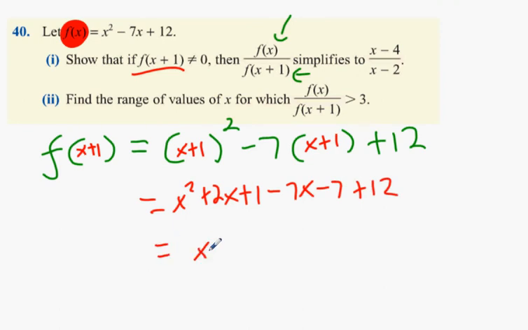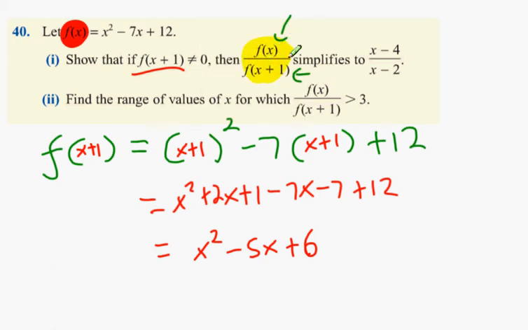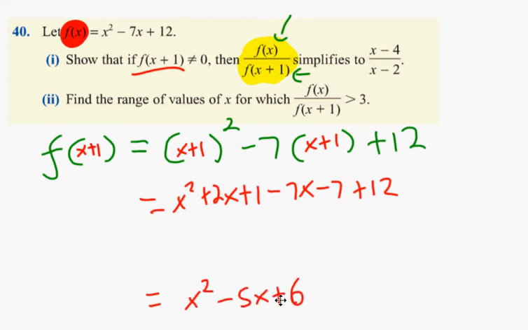I'm then going to get x squared minus 5x. What's the next part? Plus 13 minus 7 plus 6. Okay? And that's that part done there then, yeah? Now, I'm then zooming in on this part here. What does that want me to do? It wants me to get the answer I just got a second ago, yeah? That's the bottom. What's on top of it?